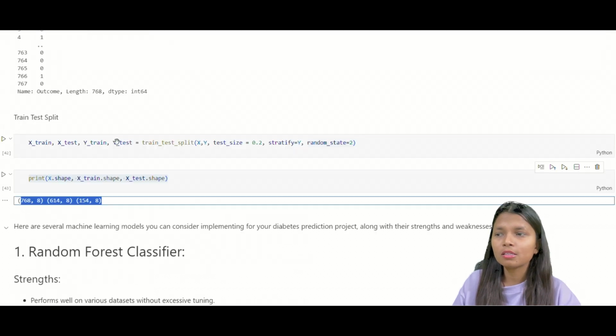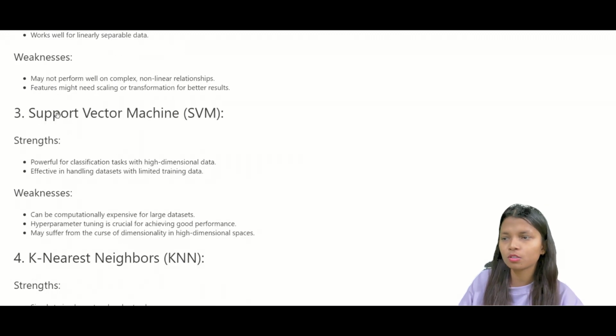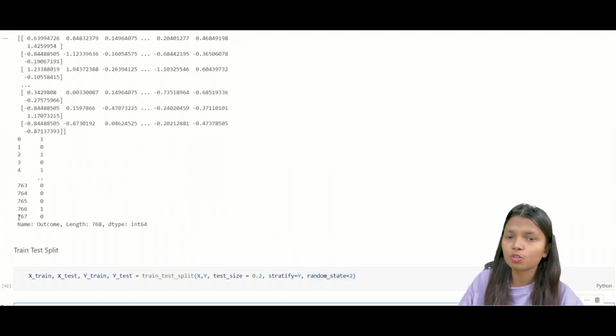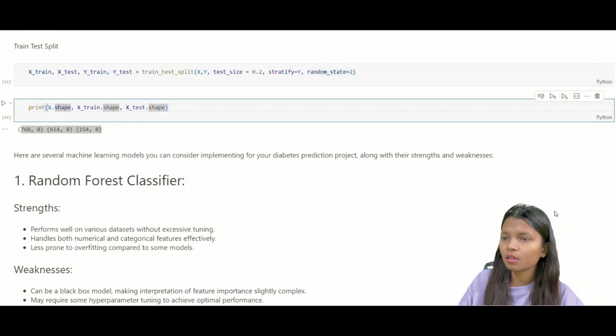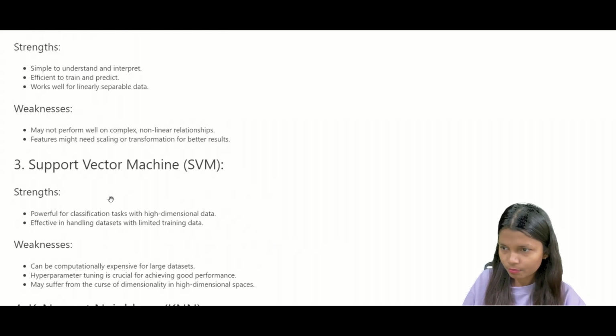There are multiple models that you can implement on this. On the basis of the strength and the weakness, you can choose which one you wanted to use. But in my project, I have used SVM, which is support vector machine, because it is powerful for the classification task with high dimensional data and effective in handling the data with limited training data. So we don't have big data, we just have the data which has 768 rows, which is a small data obviously. So if you have limited training data, I have selected SVM. You can choose any of them, KNN also, or logistic regression, or random forest.